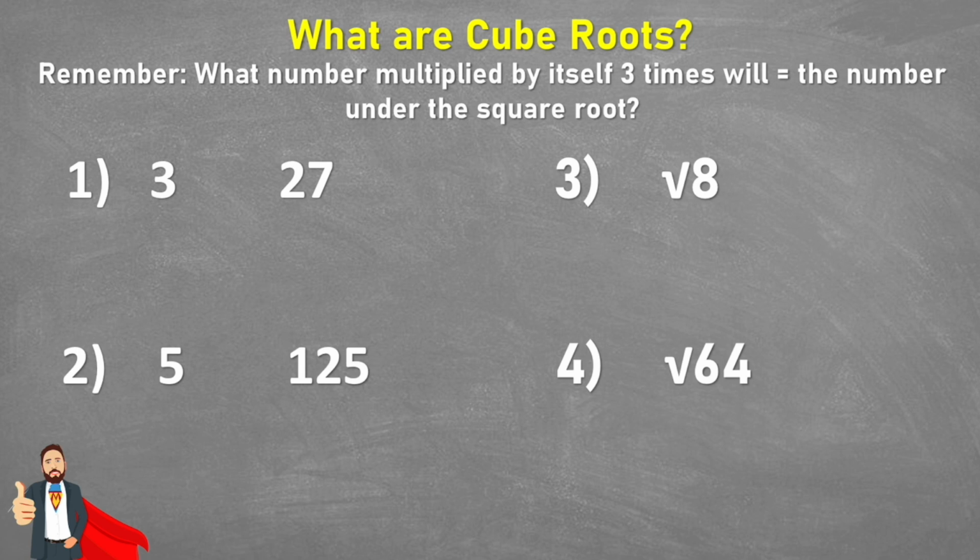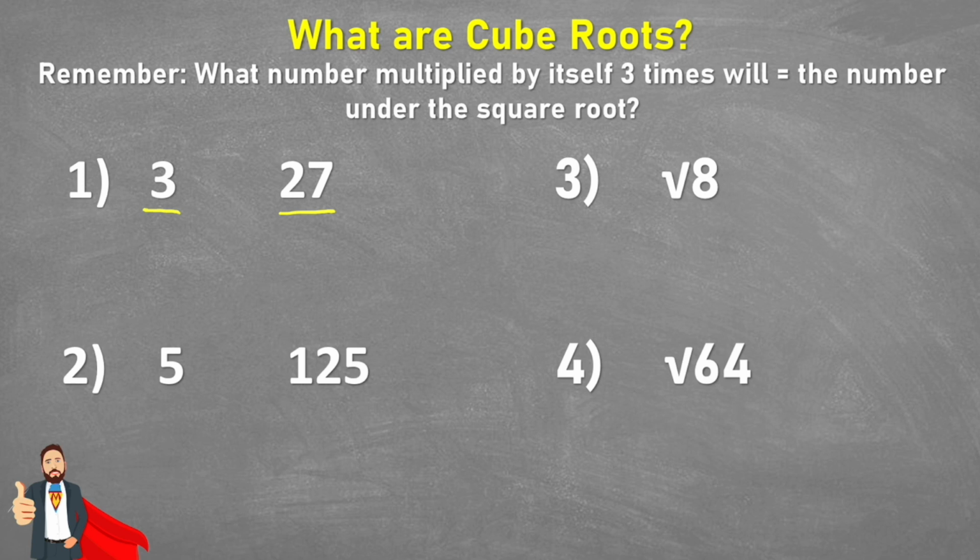Today we are looking at how to find the cube roots of a number, and basically just an introduction to what cube roots are. So let's have a look at question 1, and we can see we have this number 3, but we also have this number 27. What we have to understand with cube root is that a cube root is the inverse of a cubed.